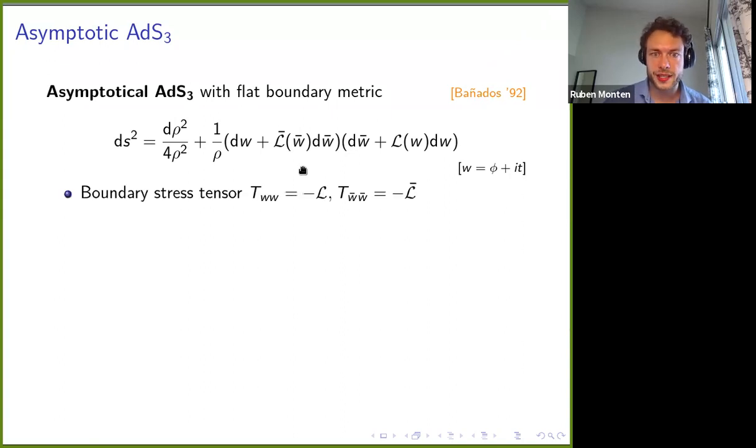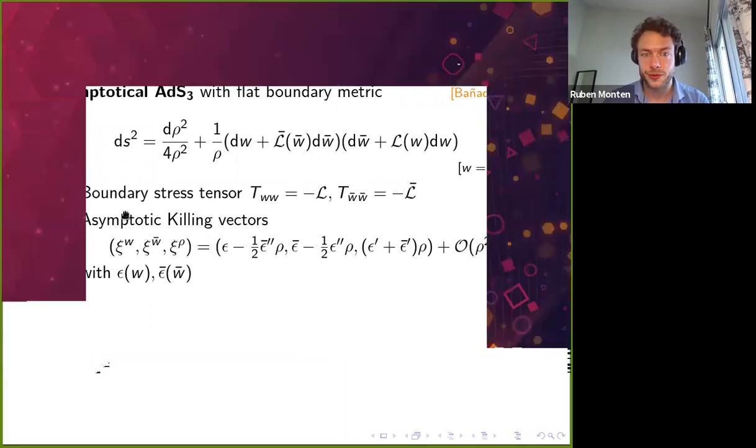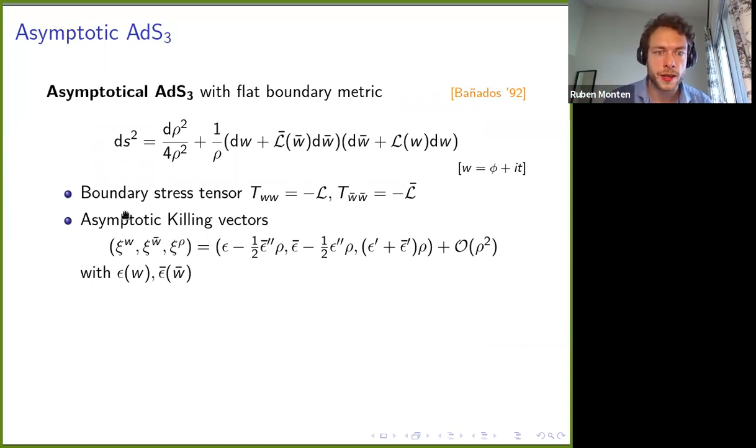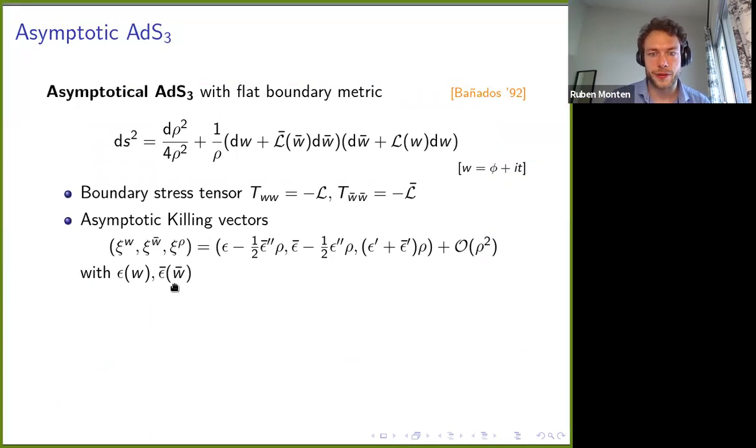So these functions, actually what they label is a stress tensor. So the T_ww and T_w̄w̄ components of the stress tensor. Now it's known what the asymptotic Killing vectors are, or these are what I called earlier the boundary preserving Killing vectors. So the vectors that move us in the phase space or within the configuration space. And they are just three vectors. So the components are, I'll write them here, w, w̄, and rho. And they're again parameterized by a holomorphic and an anti-holomorphic function up to higher orders in rho. And we can find the charges here. They'll just be contractions of the stress tensor with these Killing vectors.